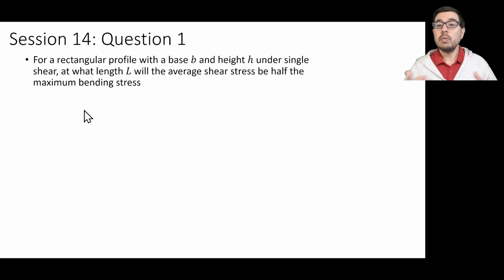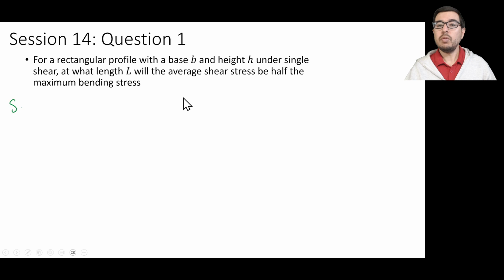For this problem, we consider a rectangular profile for an element or material under shear and make a comparison with the average shear stress in this single shear configuration to the maximum bending stress that we would have for a beam under a similar loading condition as we change the length L.